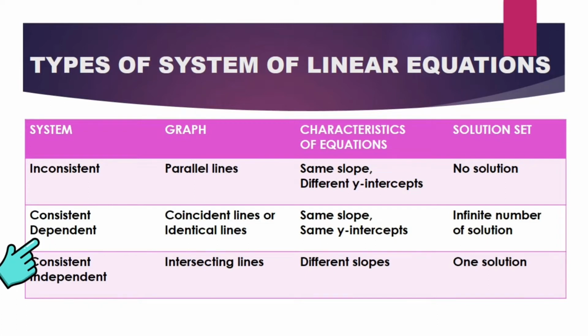Consistent dependent system. Graphs are coincident lines or identical lines. Equations have the same slope and same y-intercepts, and there are an infinite number of solutions. Consistent independent system. Graphs are intersecting lines. Equations have different slopes, and there is only one solution.